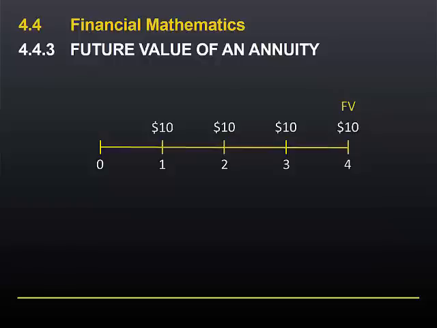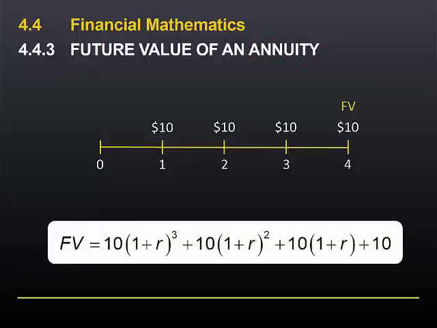If the cash flows are identical, in this case $10, and the interest rate remains the same throughout the entire series of cash flows, then we call this series of cash flows an annuity. We could still calculate the future value of this annuity by compounding each cash flow separately. So the first cash flow is compounded for 3 periods, the second for 2 periods, the third for 1 period, and the last one doesn't need to be compounded at all.